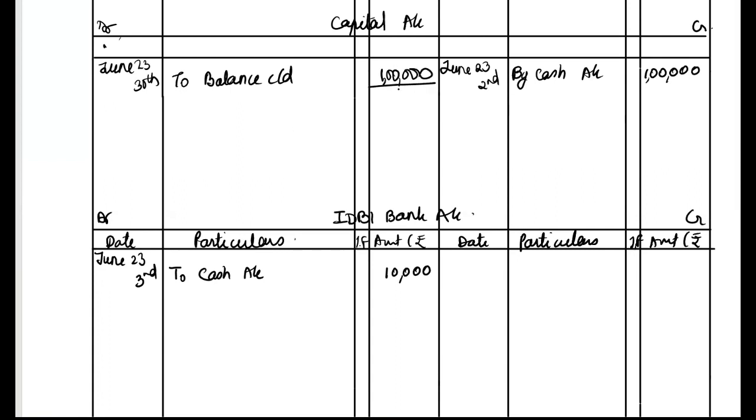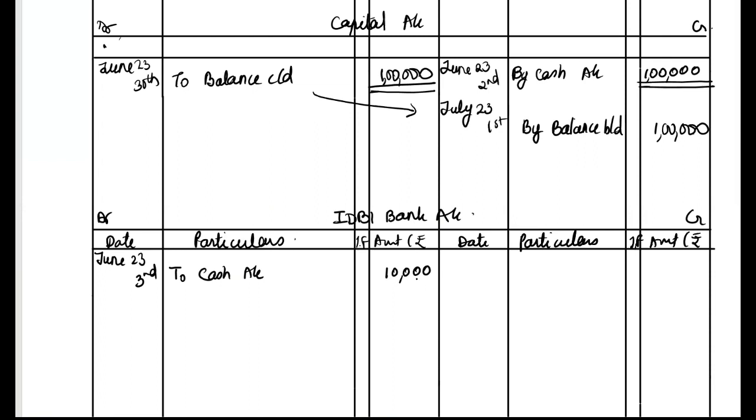Since there is no other amount, I'm just going to put double lines to show that the account is closed. Only if one single figure is there, I will write double lines. Now this balance carried down will be brought down in the next month, on the opposite side. See, it's here and I'm going to take it to the opposite side. 1st of July, by balance brought down, 1 lakh rupees. This is the capital.